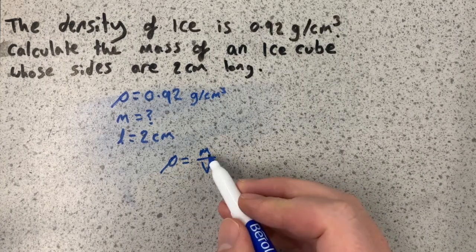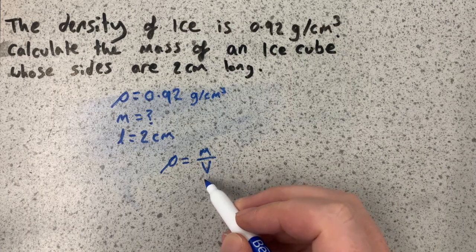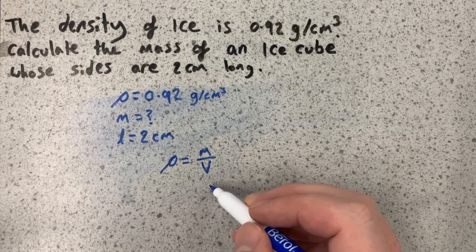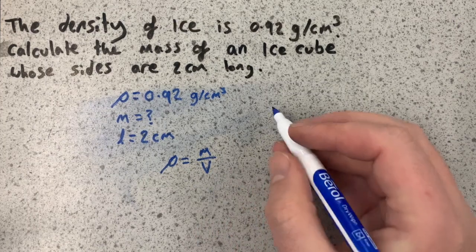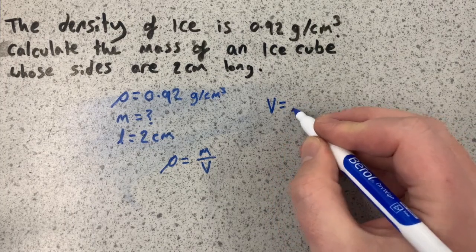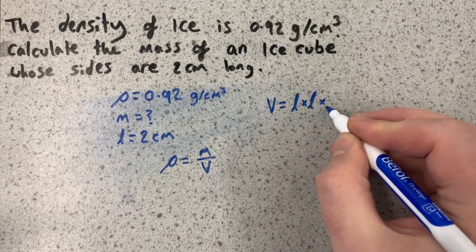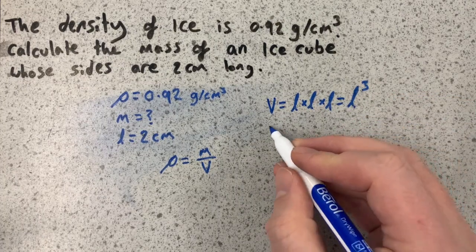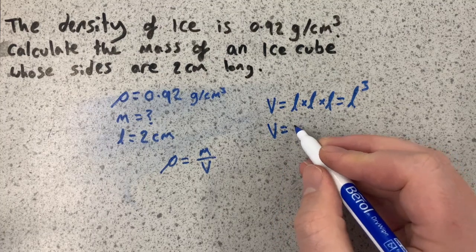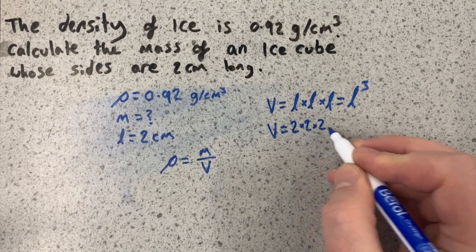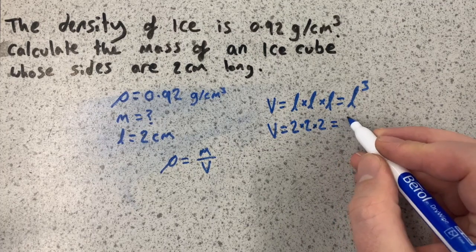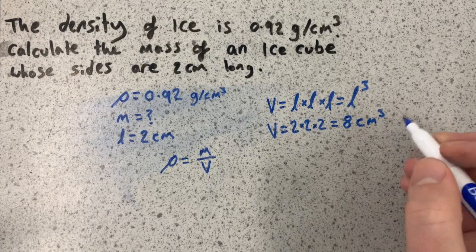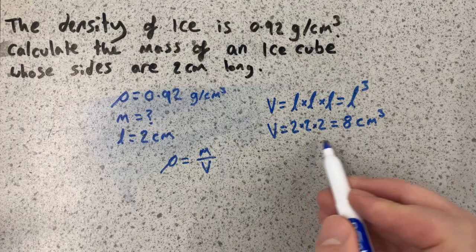We know the density, we're trying to find the mass. We don't know the volume though, yet. So actually there's a preliminary step to this. We need to work out the volume before we can use this equation really. So I'm just going to say that the volume of this cube is going to be equal to the length times by the length times by the length, or if you prefer, the length cubed. It's the same thing. So the volume of this is going to be 2 times 2 times 2, which is 8. And this is now centimetres cubed here. Okay. Right, so now I know my volume is 8.